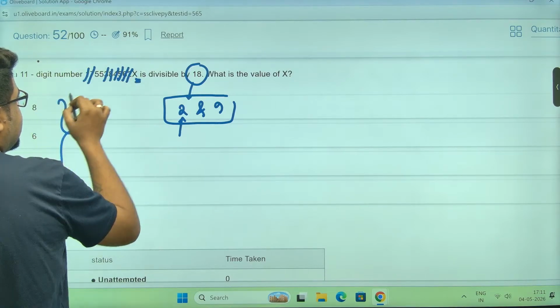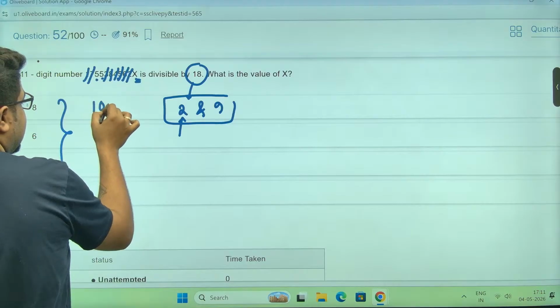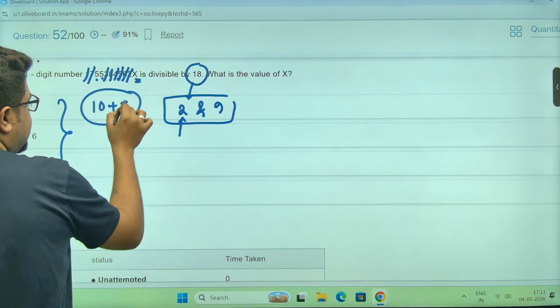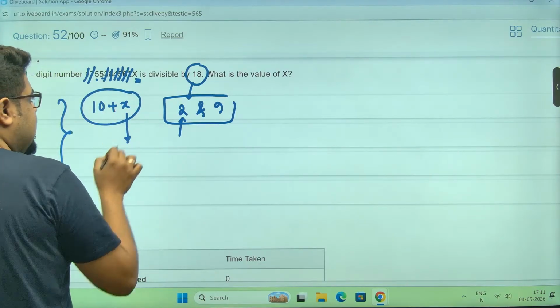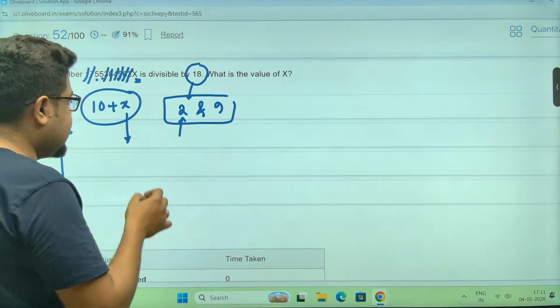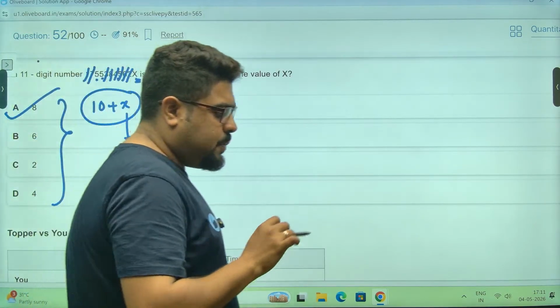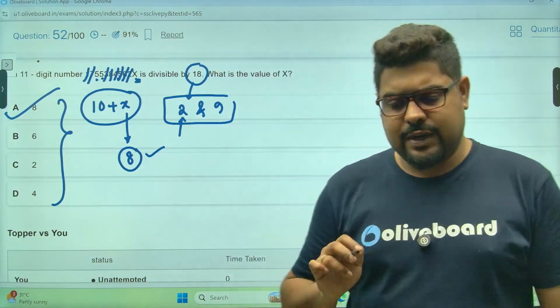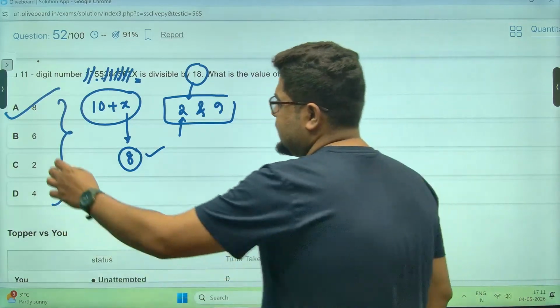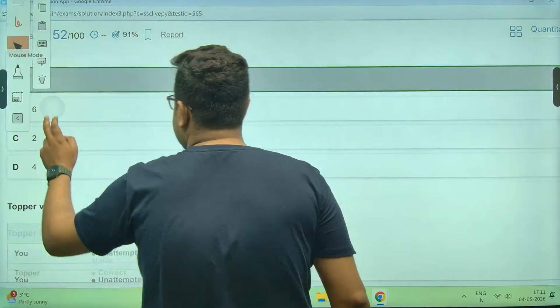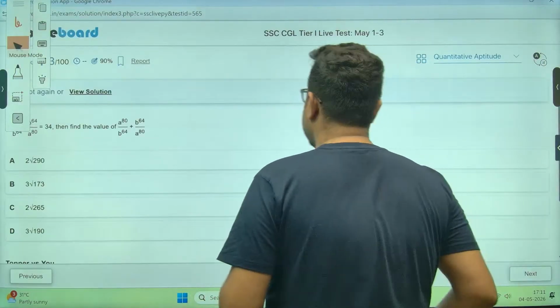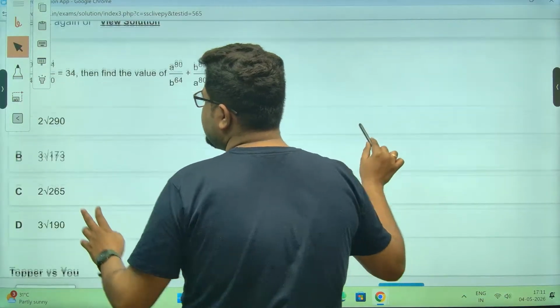8 and 1, 9 gone. So 5, 5, 10 and x is remaining. Sir, what must be the value of x so that this sum is divisible by 9? Sir, x must be 8. Option A, sir, without a shadow of a doubt. Very, very simple. Again, it was a simple question. Next one.